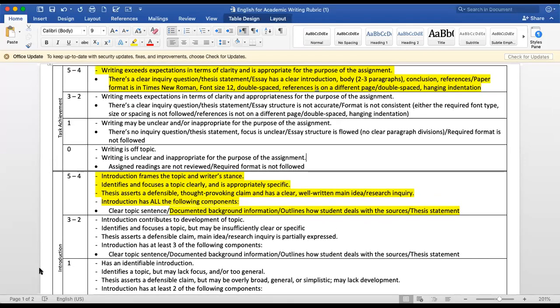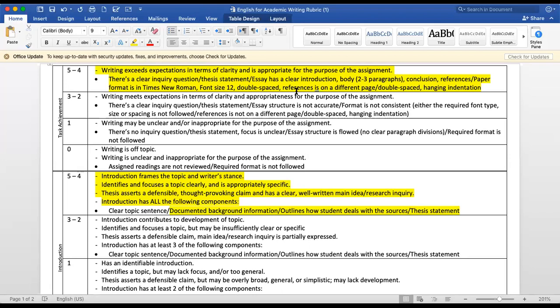It assesses several points. The first point is the task achievement. Overall, did you achieve the task or not? So in order to get a 4 to 5, which is very difficult, most people would get a 2 to 3. What should you do? The writer should exceed expectation in terms of clarity and that the assignment is appropriate and that you fulfill the purpose. You should have clear thesis, clear introduction, body paragraph, conclusion, reference page, all of these things.